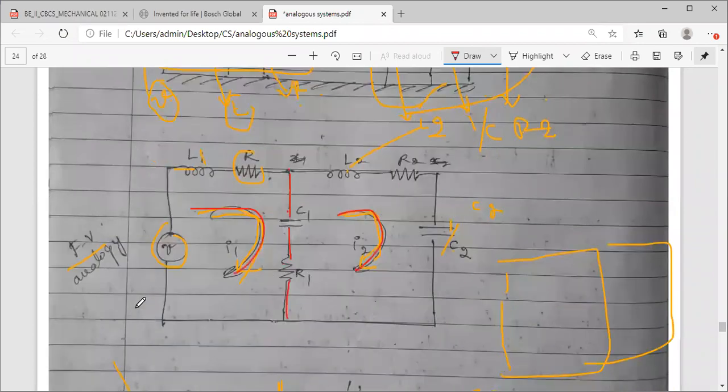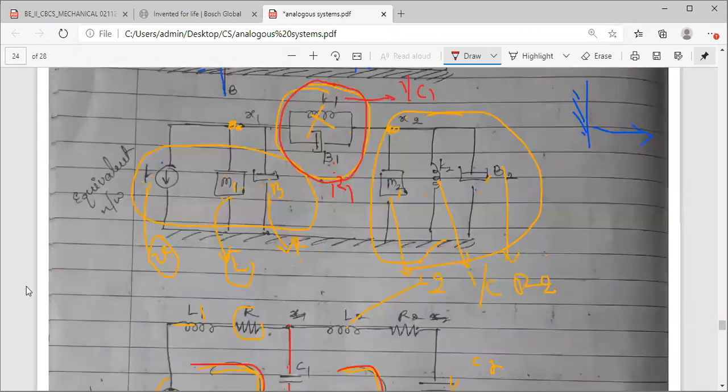So this is how we simply get the analogous systems. Hope you understood this simple example. But there is one more way how to draw these by mathematical equations. So this method which I have shown you is based on the equivalent network.